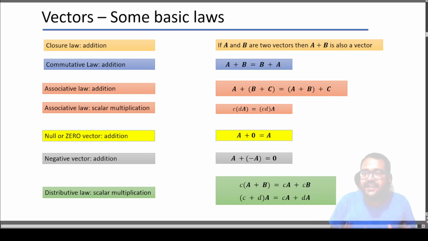Then there is a null vector: A plus 0 is A, and if there is a vector A, there will always be a minus A. If we add them together, we get a zero vector. Distributive law: C, a scalar, multiplied by A plus B is CA plus CB. C plus D multiplied with A is CA plus DA. So these are some very important properties. The significance of those properties you will be learning slowly.